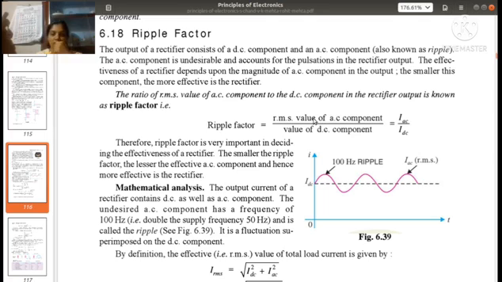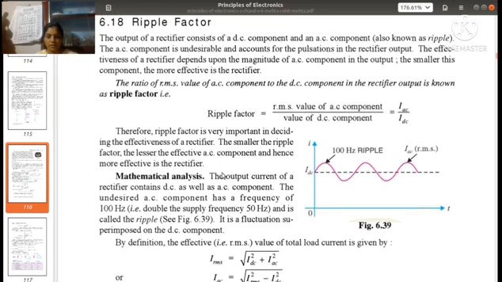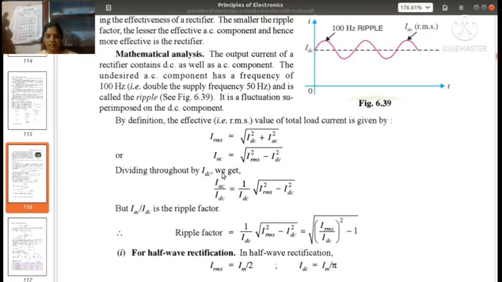So less the ripple factor, that means more the value of the DC component, less the value of AC component, and so the more efficient the rectification is. Therefore, ripple factor is very important in deciding the effectiveness of the rectifier. The smaller the ripple factor, the lesser the effective AC component, and hence more effective is the rectifier. That's what I discussed now. So we need to calculate the ripple factor.